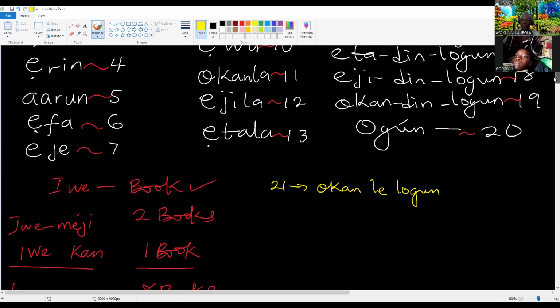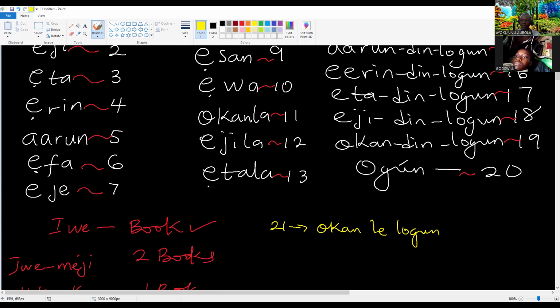Now, looking at it, when you see 19, I said it is 1 away from 20. Yes or no? Yes, sir. And it is D. So D is minus. That is less than. Le is more than. Okay?